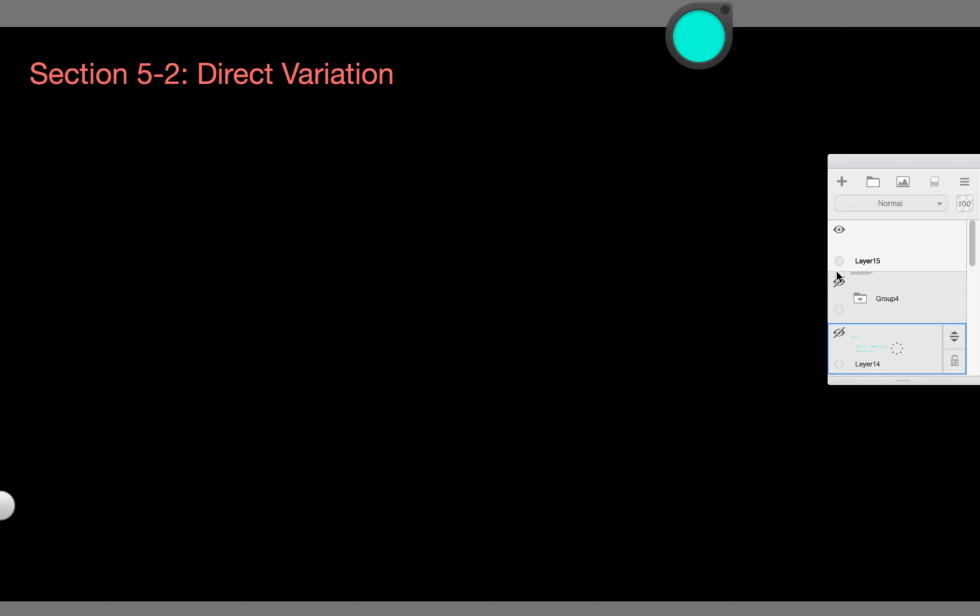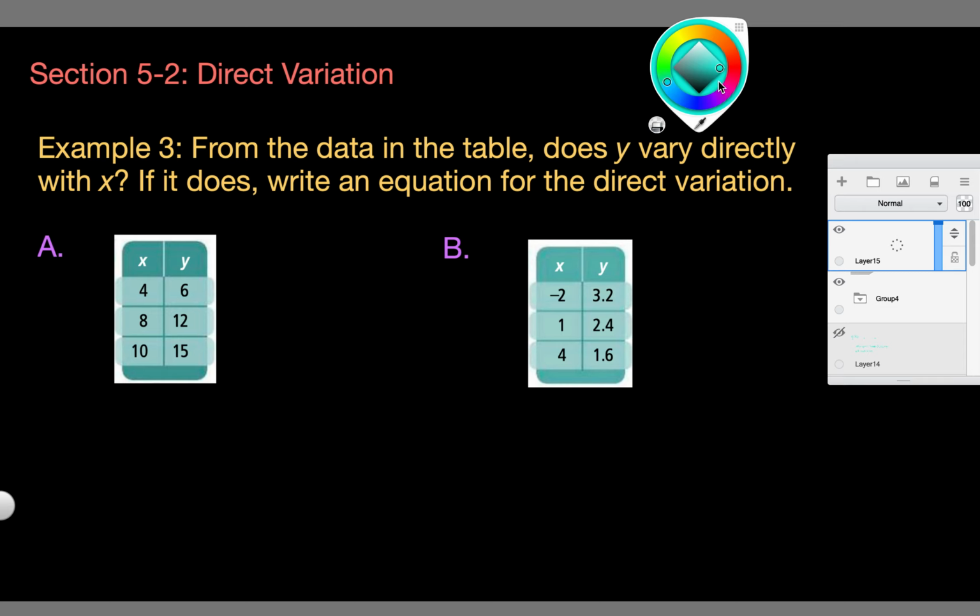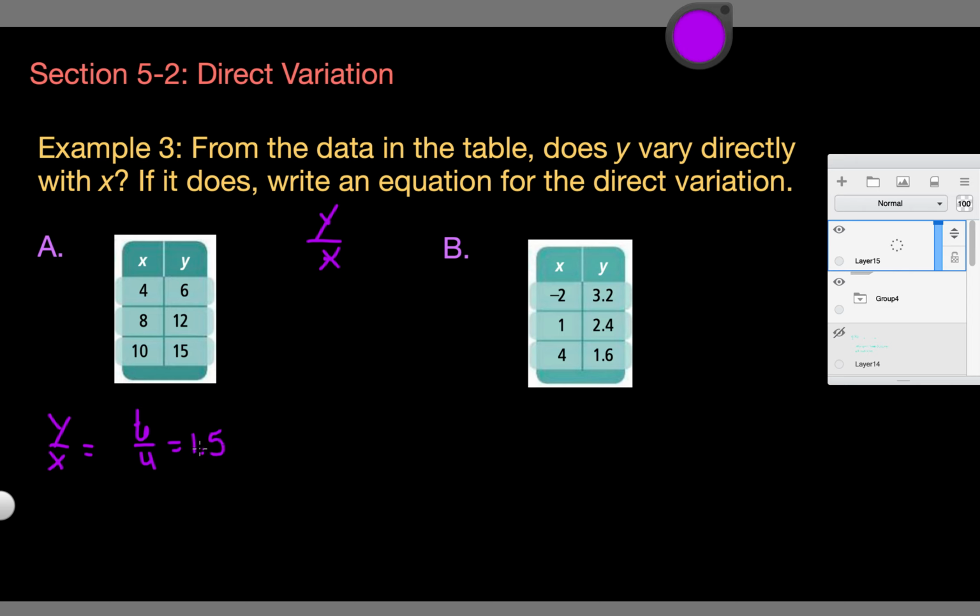2 more problems for you guys in the same problem, okay? So these examples are asking us to use the table to say if y varies directly with x. If it does, then we write an equation. So the way that you're going to do this is always calculate y over x and see if they're all the same between all 3 coordinate points. So y over x is going to equal 6 over 4, which simplifies to 1.5. It's also going to equal 12 over 8, which simplifies to 1.5. And lastly, 15 over 10, which simplifies to 1.5.